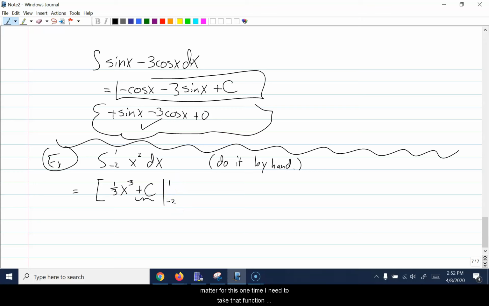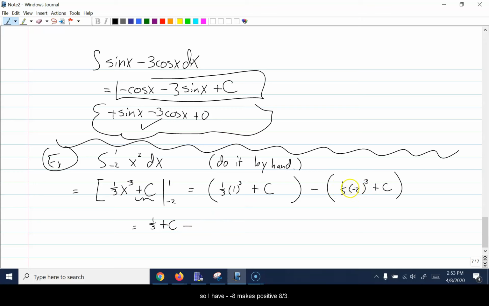I need to take that function. Remember, this brackets notation means I have found an antiderivative, and now I need to take that antiderivative, plug in 1, plug in negative 2, subtract. What do I get when I plug in 1? I get 1/3 of 1 cubed plus c. Minus, what do I get when I plug in negative 2? I get 1/3 of negative 2 cubed plus c. This makes 1/3 plus c minus negative 2 cubed is negative 8. So I have minus negative 8 makes positive 8/3.